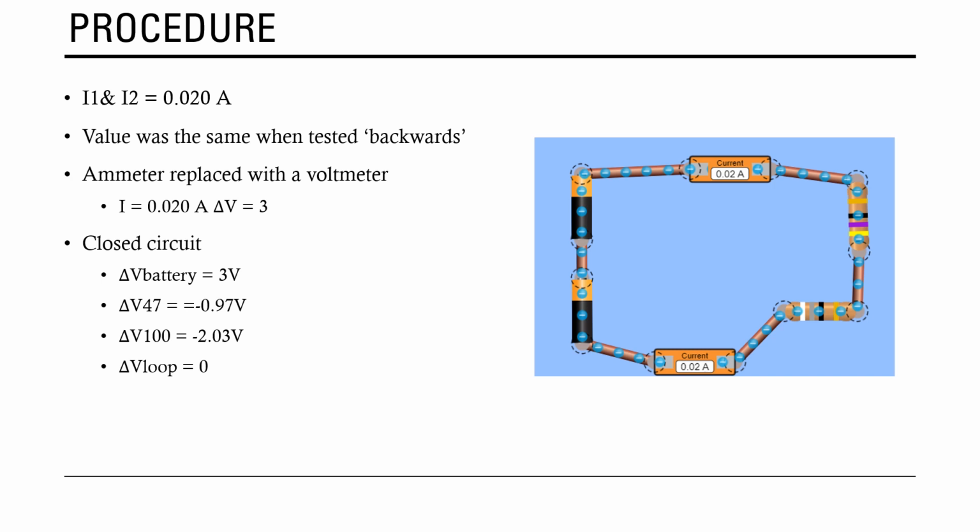And we used a voltmeter to calculate the difference in voltage in different parts of the circuit and be able to calculate the overall voltage, let's say the volt loop. And you can see in the slides the values that were obtained for the batteries, for the resistors of 47 and 100 ohms respectively, and finally the voltage for the loop was 0.